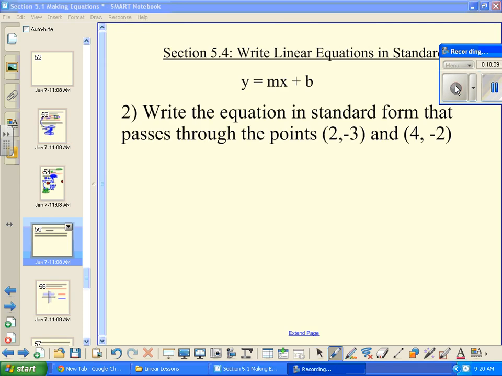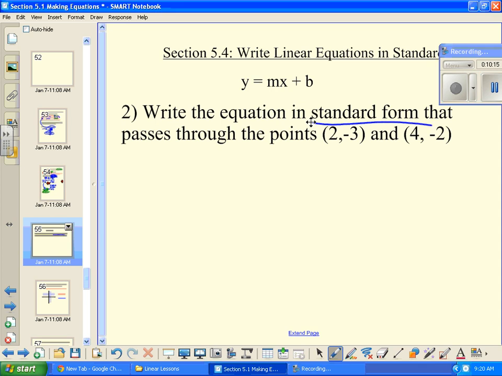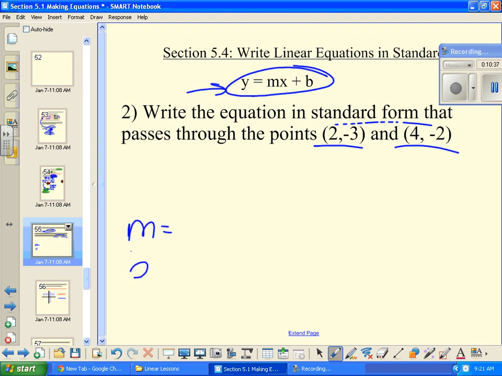I'll do one more example of this, but again, it should seem kind of like a review problem. Write the equation in standard form that passes through the points (2, -3) and (4, -2). But again, when it says standard form, we'll just cross that off for just a little bit and think slope-intercept form. We're going to make one in that form because that's the one we know how to do pretty well. And then at the end, I'll kind of uncover this and say, okay, well now I'm going to do what it actually tells me. Make it in standard form. But first, we're going to start here. Slope-intercept form, because we know how to do that.